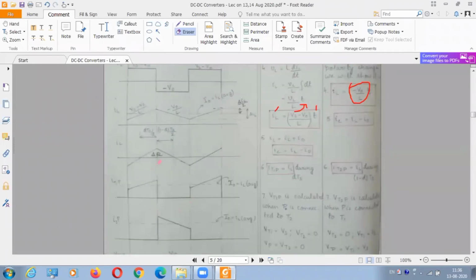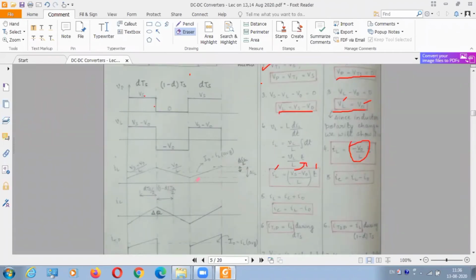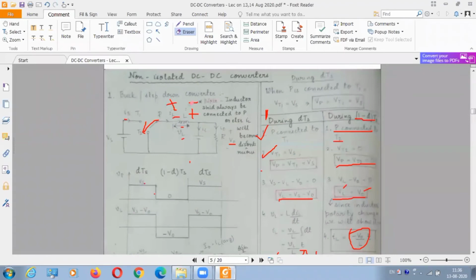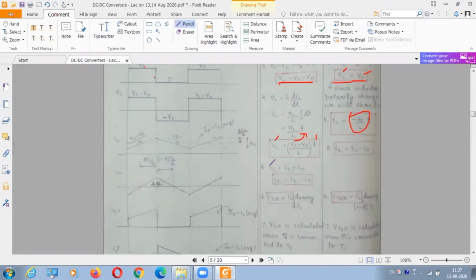Now we will discuss IC. What is IC? Now, if you see this circuit over here, if I consider the total circuit, meaning when my source is connected, that means P is connected to T1. If you apply KCL in the circuit, what will be IL? IL is equal to IC plus I0, right? IL is incoming, these two are outgoing. So IC can be written as IL minus I0.